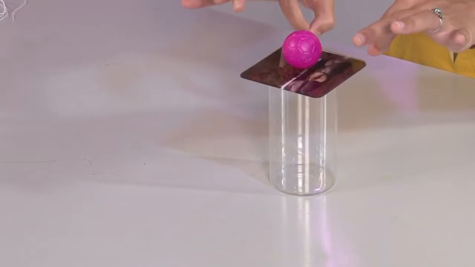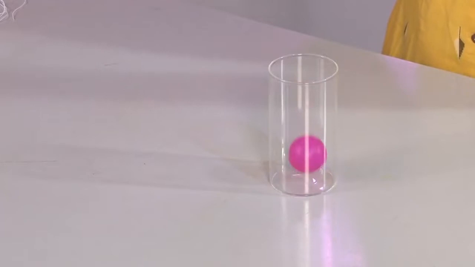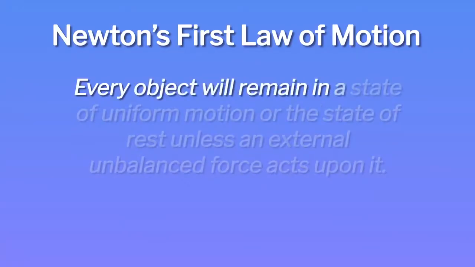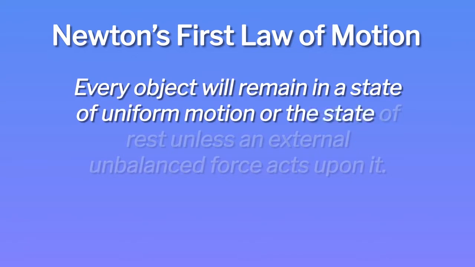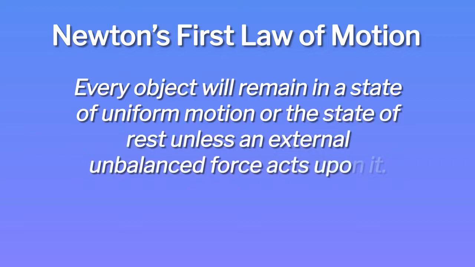What do you see? The ball doesn't move with the plate. It falls straight into the glass because of gravity. We observed that an external force on the plate threw it off the glass, but the ball stayed at rest. This is Newton's first law of motion, which states that any object will remain in the state of uniform motion or the state of rest unless an external unbalanced force acts upon it. The external unbalanced force here was the flicking of the plate. The plastic plate at rest changed its state of rest and went into motion.